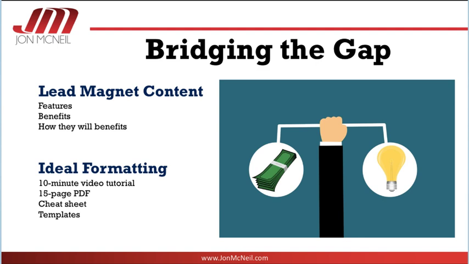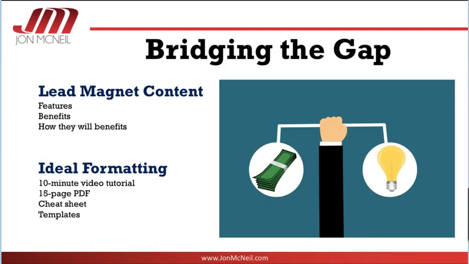So then what you need to do next is bridge the gap. So that comes to the content that you actually have in your actual lead magnet. So what you want to do is once you pick your core offer, you're going to be pulling from the features, the benefits, what are all the benefits that come within that product, and you want to lay it out in a simple format in your lead magnet. So the ideal formatting would be like a 10 to 15 minute video tutorial, a 15-page PDF, cheat sheets, templates.